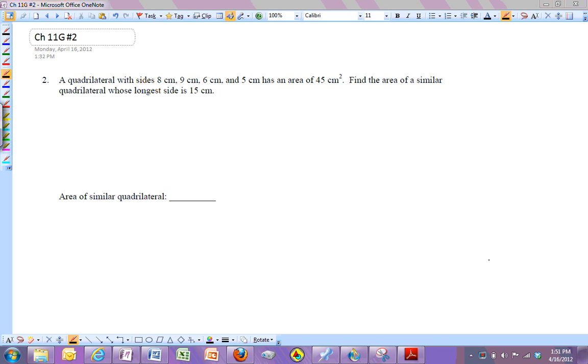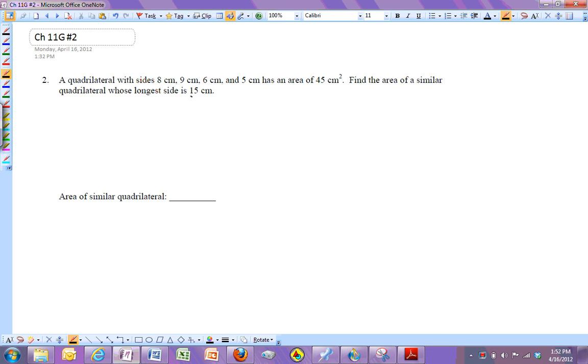Okay, so in this problem, we've got a quadrilateral. They give you the four sides, 8, 9, 6, 5, and they give you its area. And then the rest of it says you've got a similar quadrilateral, and the longest side is 15. So that means that since they're similar, the sides have to match up.